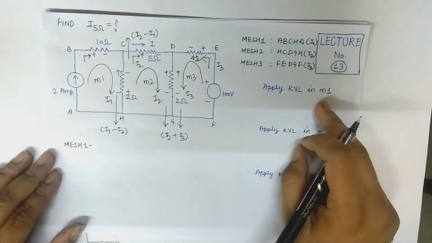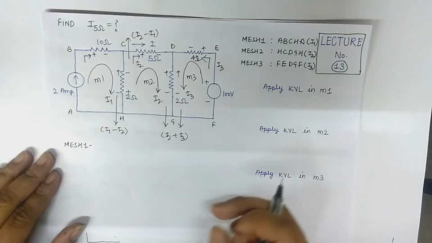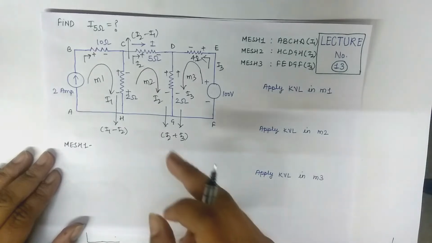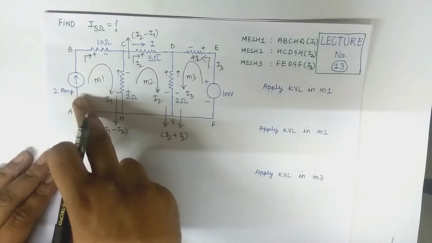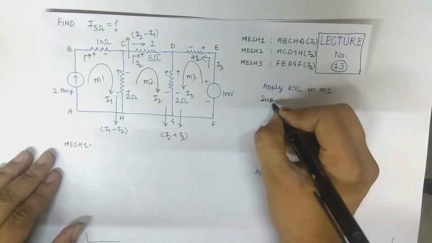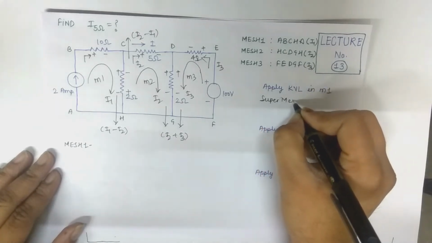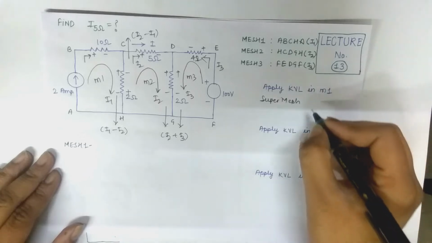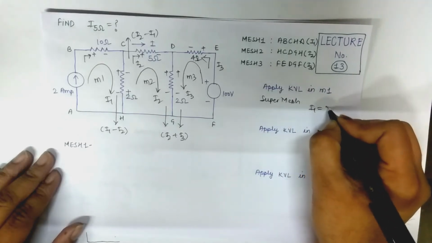Here there is a current source, so we cannot apply KVL directly because there is a supermesh. The current is already given. So by using the supermesh we can say I1 is equal to 2 ampere.